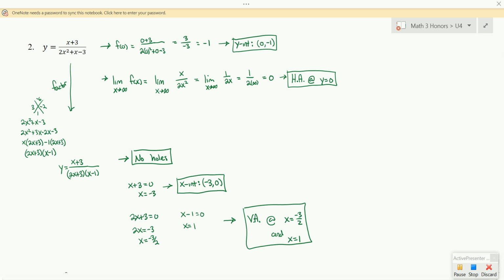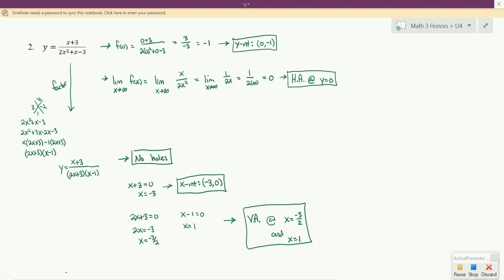All right. Questions yet? Vertical asymptotes happen only when the denominator is 0. An x-intercept only happens when the numerator is 0. Okay, that's fine. So now we're going to move to graphing.